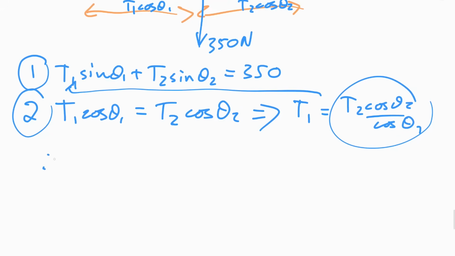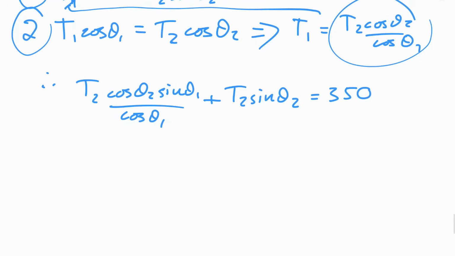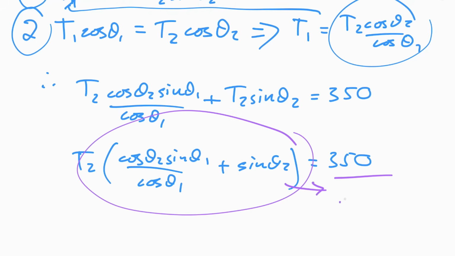And so therefore, rearranging this, we end up with T2 cos theta 2 times sine theta 1, I'm just combining it there, divided by cos theta 1, plus T2 sine theta 2. And it's up to you whether you find a value for the sines and the cosines first. It does maybe make it slightly easier, slightly. And then we factorize this, don't we? So T2, and that's going to be cos theta 2 sine theta 1 divided by cos theta 1 plus sine theta 2, is equal to 350. And then all we have to do is pop all of this under here, divide by that in order to get our answer for T2.